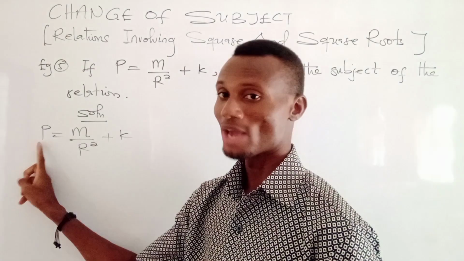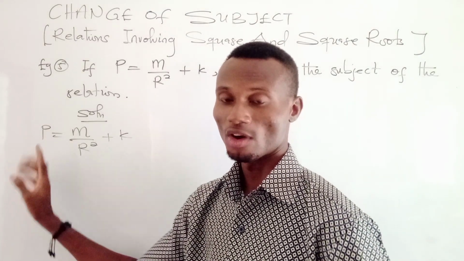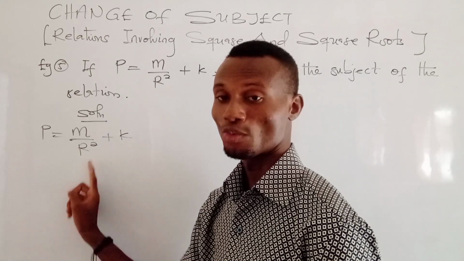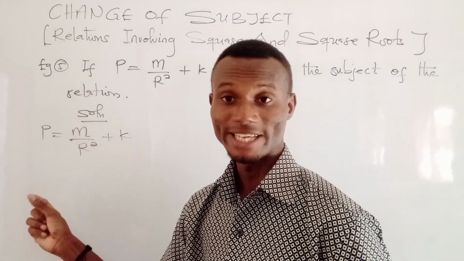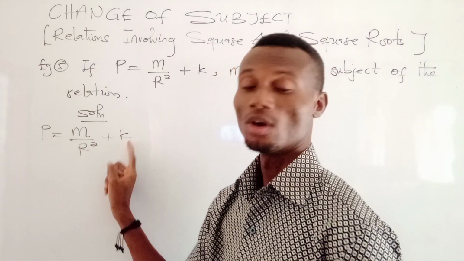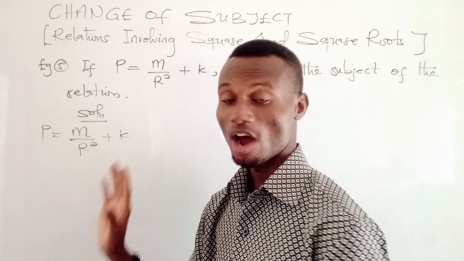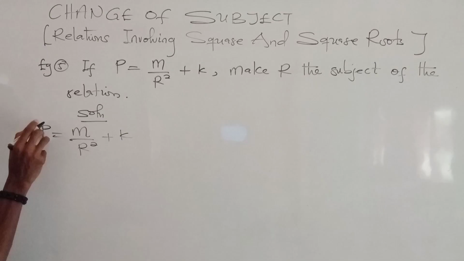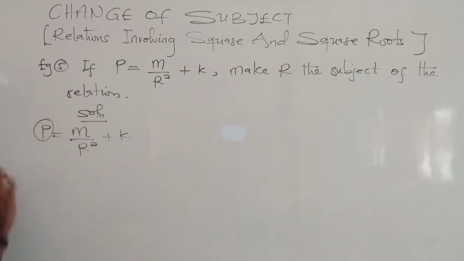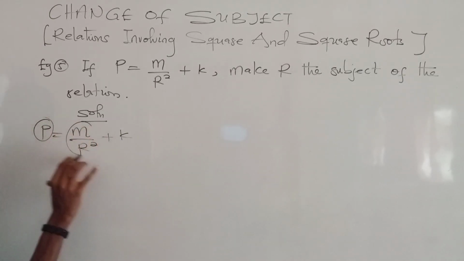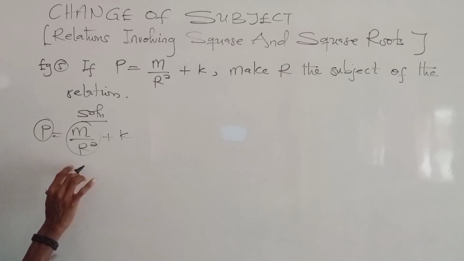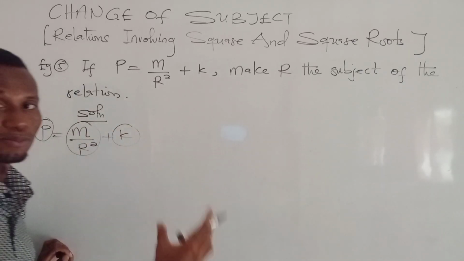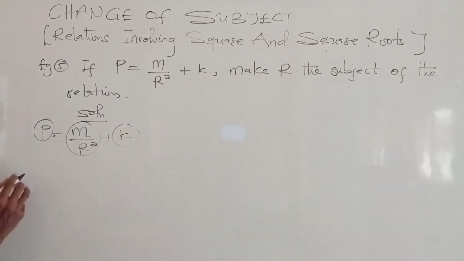Okay, so this p, we are going to multiply it by the LCM because the p is one term on its own, and this m over r squared also, we are going to multiply it by the LCM, and this k also, we are going to multiply it by the LCM as well. Okay, so let's go ahead and do that. So this is one term on its own, we'll multiply it by the LCM. This is another term on its own, we'll multiply it by the LCM, and this is also another term that we are going to multiply by the LCM. So let's go ahead and do that.